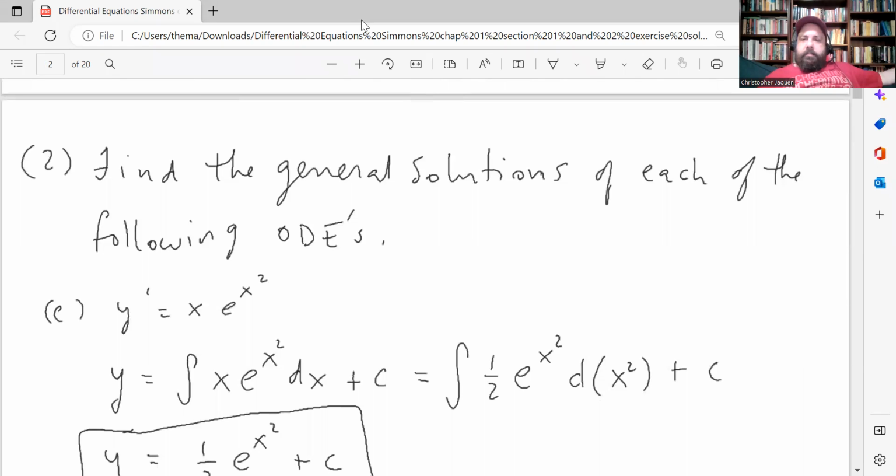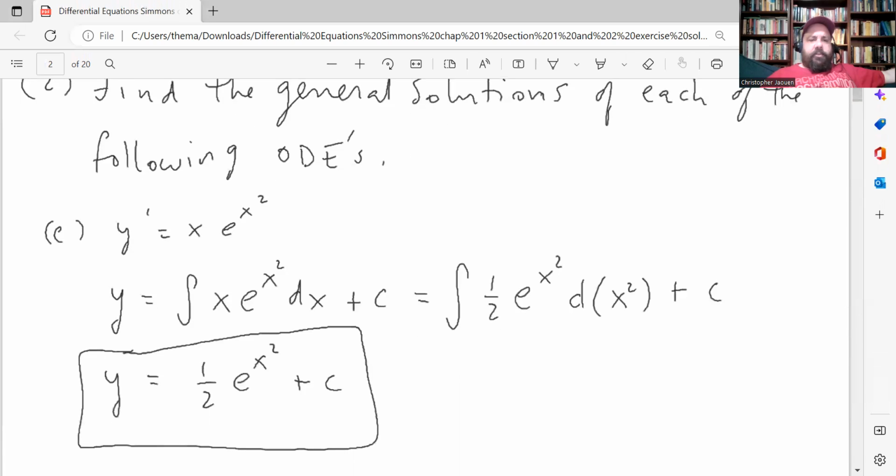All right, let me move this up a little. Okay, so question two, the instructions are: find the general solutions of each of the following ODEs. If you remember, ODE stands for ordinary differential equation. So the first one, part C, they want us to find the general solution to this equation: y prime equals x times e to the x squared.